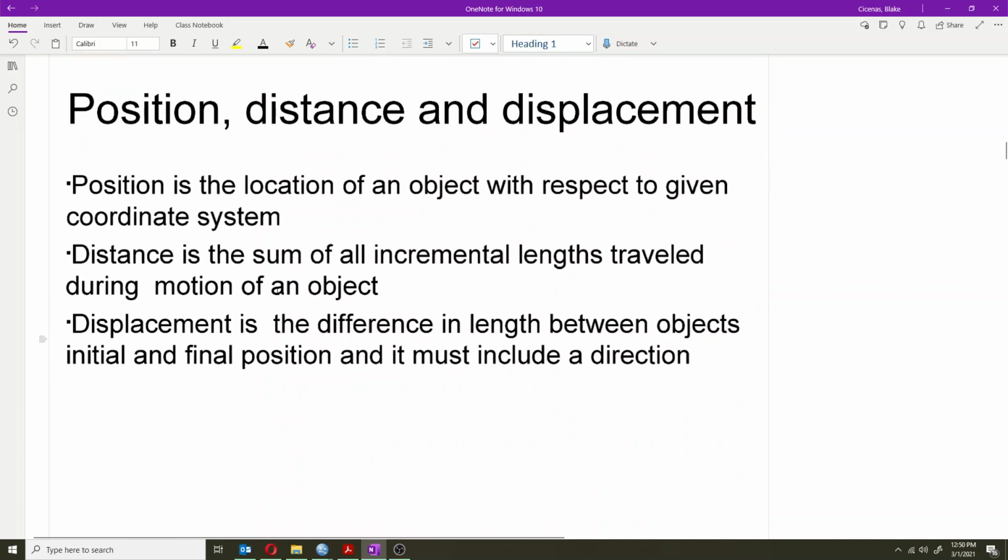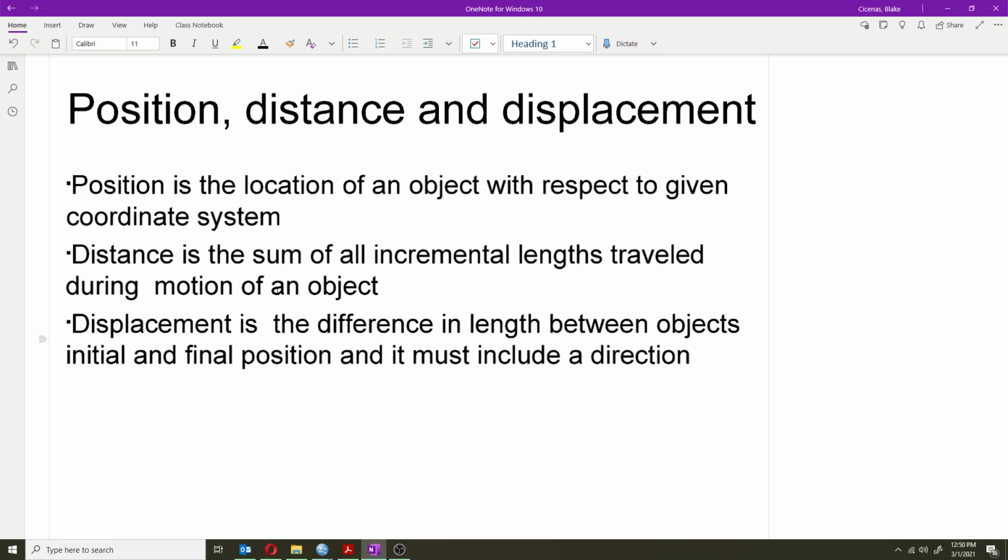Position, distance, and displacement. Position is the location of an object with respect to a given coordinate system. Position is closely related to, say, football. Your position would be what yard line you're on. It's a little harder to describe, but at least with football there's a 50-yard line, and then there's the home and the away turf, so to speak. That would be a good position.